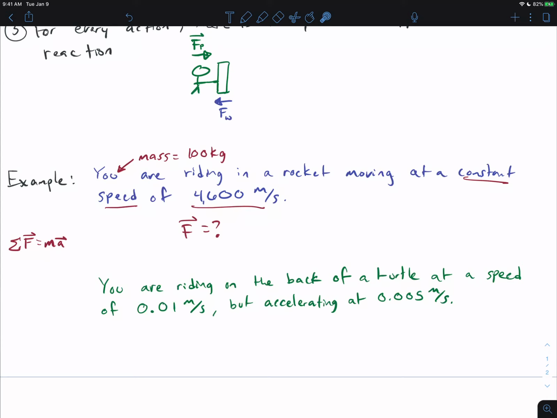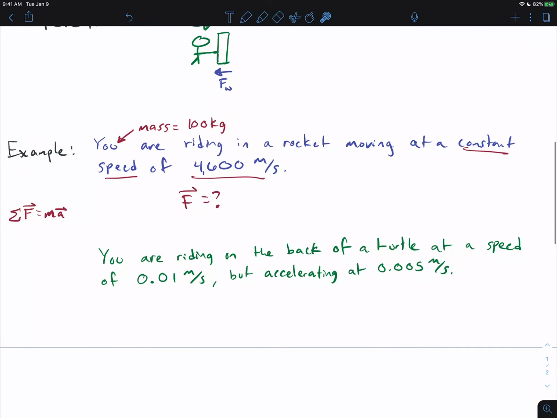Okay. In the meantime, while you guys are working on that, I also want you to think of a very similar scenario. You are riding on the back of a turtle. Okay, poor turtle is moving. This turtle is moving at 0.01 meters per second. Okay, so this is about 1 centimeter every second. Super slow. But it does have some acceleration.